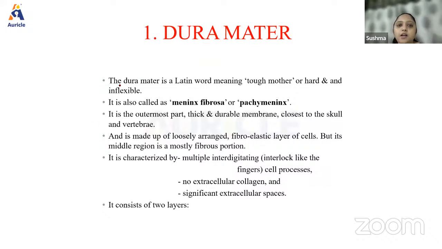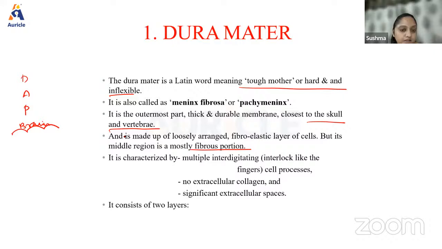Let's talk about dura. Dura means tough mother, hard and inflexible. It is the outermost part, which is thick and durable, closest to the skull and vertebrae. So dura mater, arachnoid, pia mater, and here is my brain. Pia mater surrounds the brain. Dura is the outermost layer, made of a loosely arranged fibroelastic layer of cells, but the middle region is mainly fibrous.